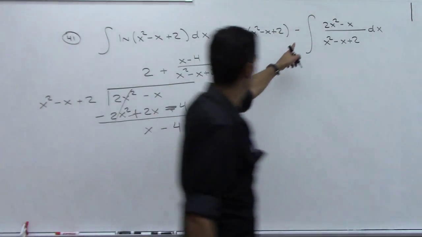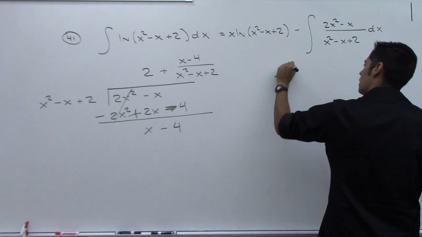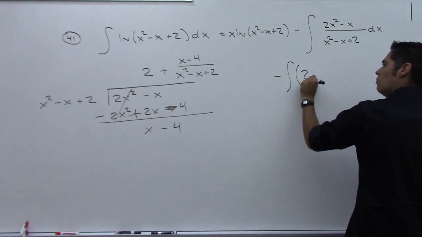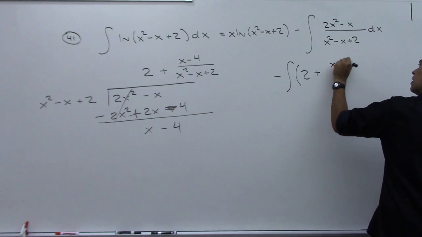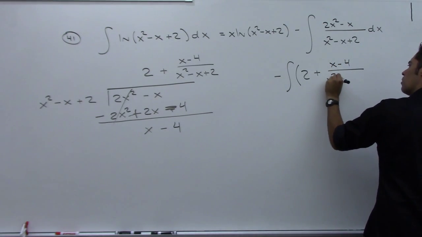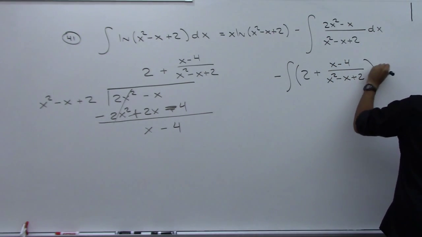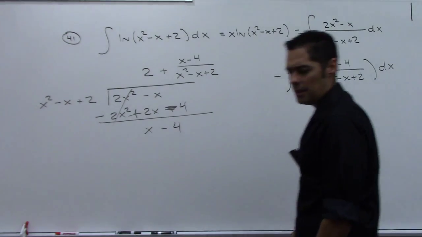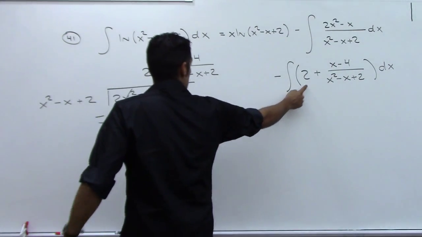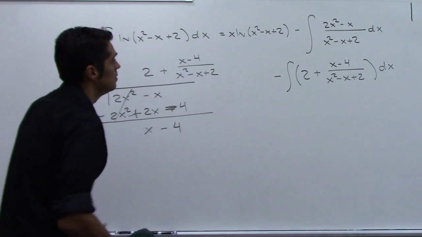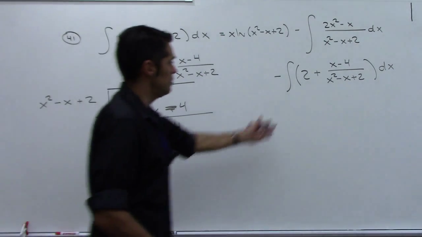So this integral right here becomes minus the integral of (2 plus (x minus 4) over (x squared minus x plus 2)) dx. I can take the antiderivative of 2. That's just going to be 2x. And then I have to figure out what this is.